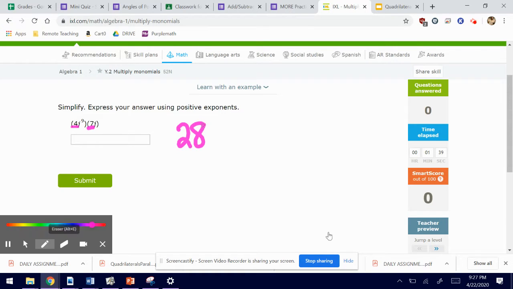Okay? Then I'm going to worry about the variables with the exponent. So I have j to the ninth and I have just j. Well, we know that if we're multiplying, we add exponents. So 9, and then this has an exponent of 1, it will be 10. So it'll be j to the 10th. I just added my exponents together. So my final answer is going to be 28 j to the 10th.